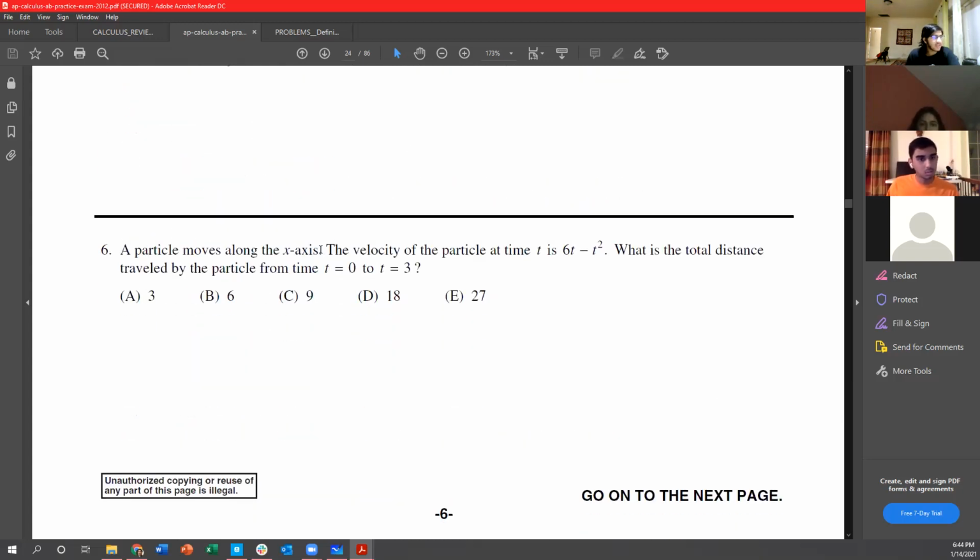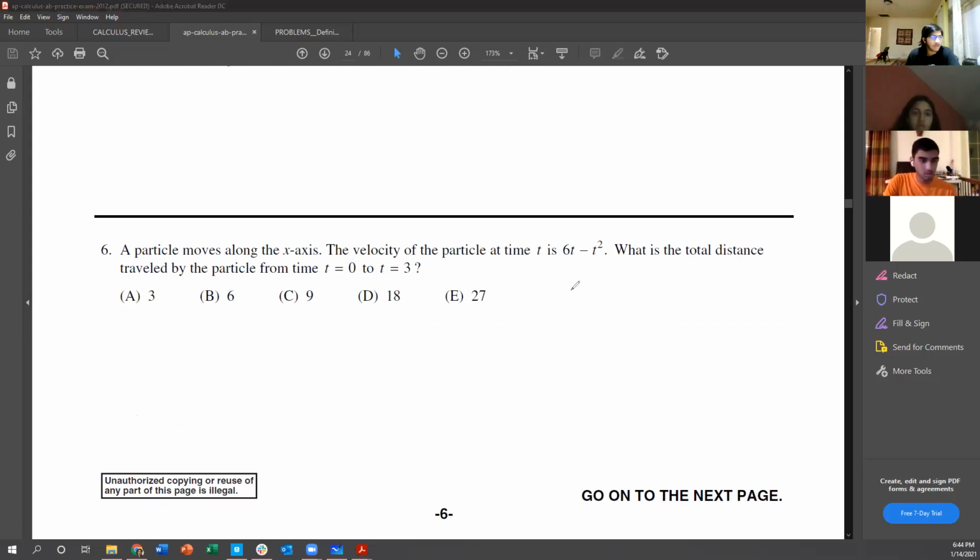A particle moves along the x-axis, and the velocity of the particle at time t is given. For total distance, how do we do that? You would do the integral, or the absolute value of the integral, right? Well, the integral of the absolute value of the function.